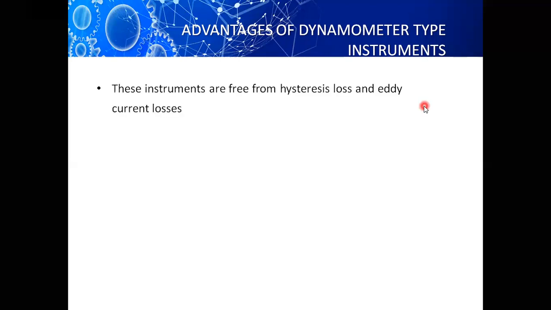Now, after looking into the different errors that may occur in dynamometer type instruments and discussing their remedies, let us look into the advantages and disadvantages of the dynamometer type instrument. Advantages of dynamometer type instruments are: these instruments are free from hysteresis loss and eddy current loss.